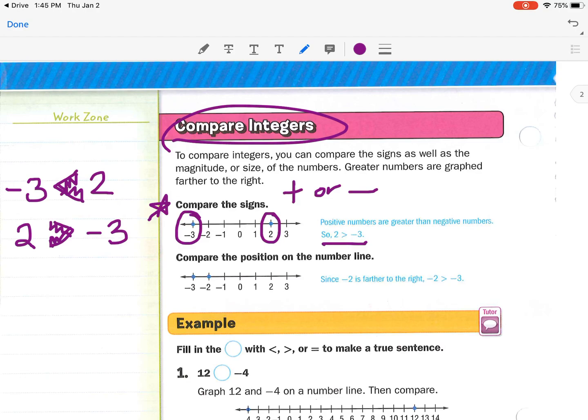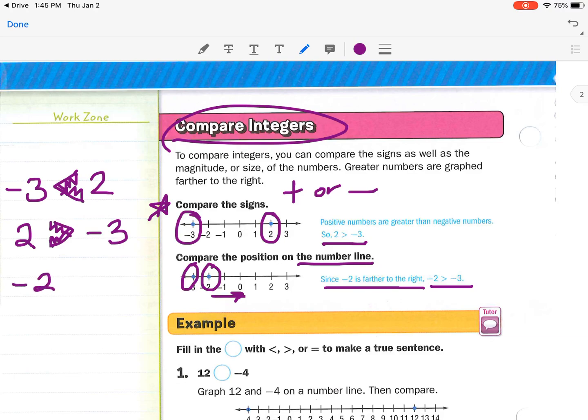So you can compare the signs. The next thing that you can do is you can compare the position on the number line. So if you're not sure about which number's greater, which number's least, if they're the same, you can make a number line. So here I have negative 3 and negative 2. So since negative 2 is farther to the right, negative 2 is greater than negative 3. Since negative 2 is farther to the right, meaning that it's closest to 0, farthest to the right, that is going to make it greater than.